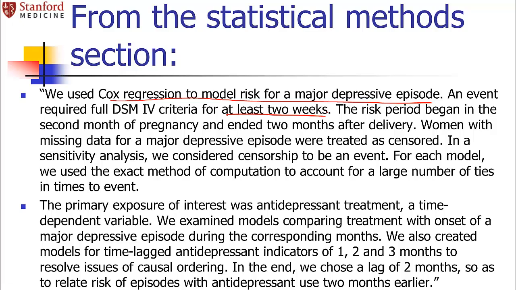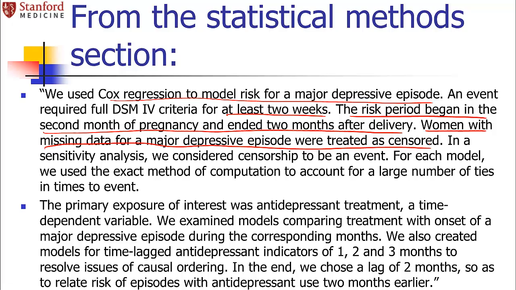What was the risk period they were looking at? The risk period was from the second month of pregnancy to 2 months postpartum. So women were followed for those time periods. They were at risk of getting a major episode of depression from 2 months into the pregnancy to 2 months postpartum. Now, interestingly, there was some missing data. Some of the women, they didn't actually know if they had a major depressive episode. Maybe they lost them or they just didn't have that data. So those missing data were treated as censored for the primary model.